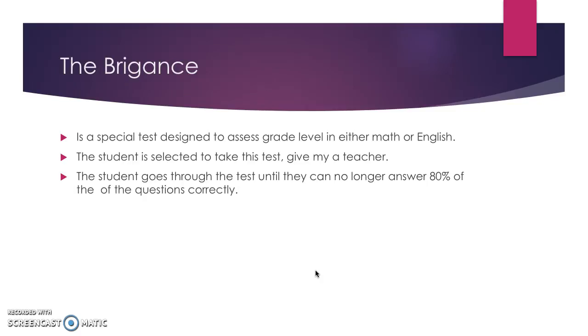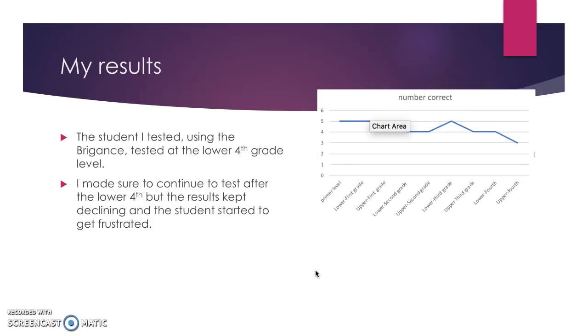So the Brigance is a special test designed to assess the grade level in either math or English. The student is selected to take this test by a teacher that needs to assess their reading level, maybe if they're struggling or their reading level is unclear. The student goes through the test until they can no longer answer 80% of the questions correctly.